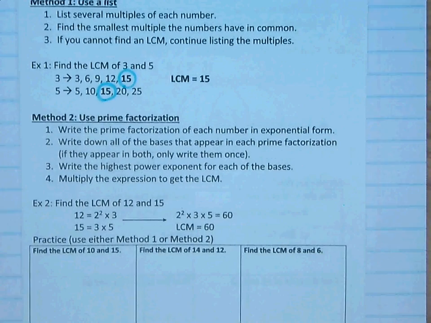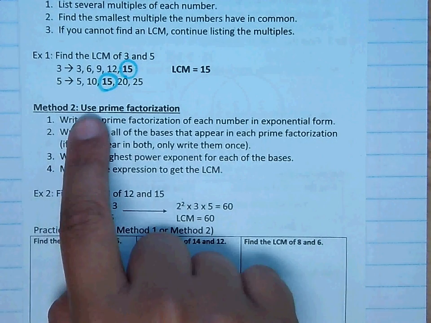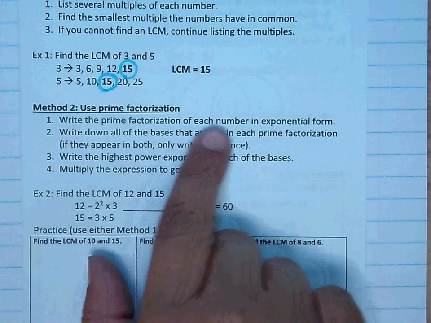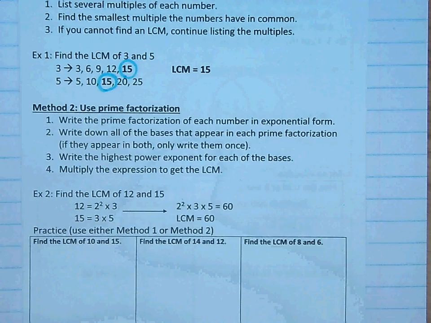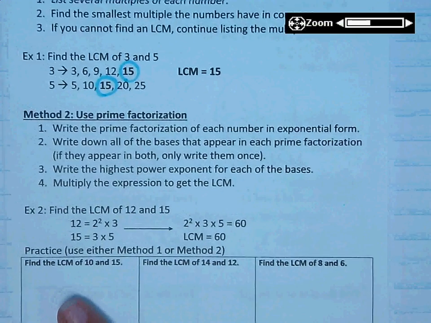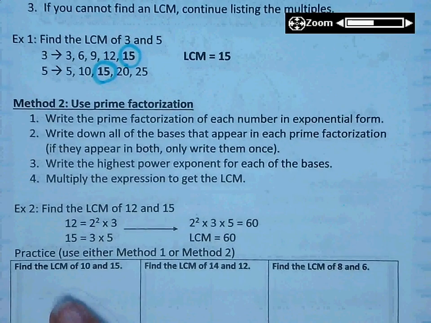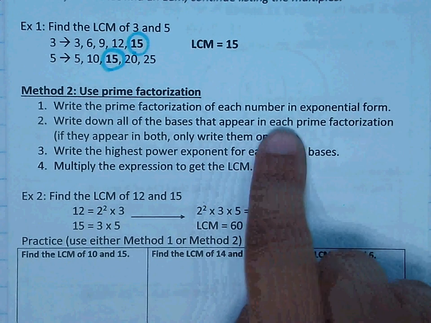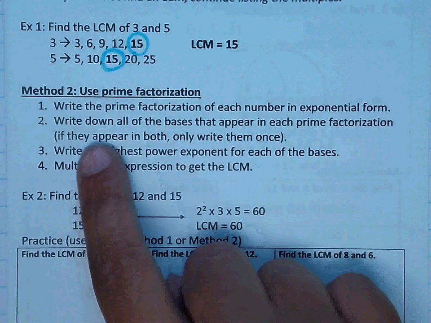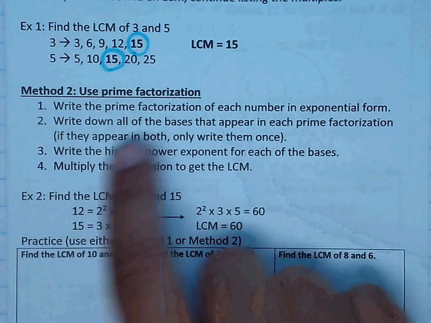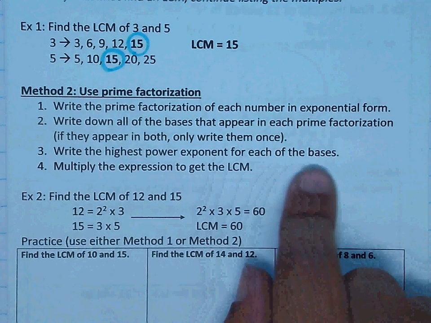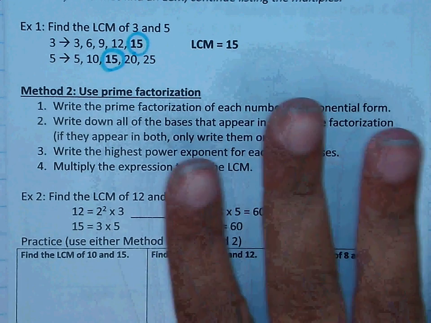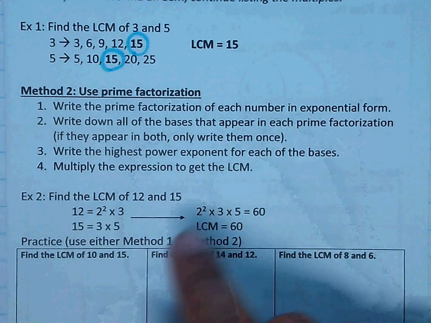Another way to do it is method 2, using prime factorization. You can write the prime factorization of each number in exponential form. I'm going to zoom in just a little bit. You can write down all the bases that appear in each prime factorization. If they appear in both, only write them once. Write the highest power exponent for each of the bases, and then multiply the expression to get the LCM. This way is a little bit more challenging, but some people like it, so that's why I'm going to explain it.